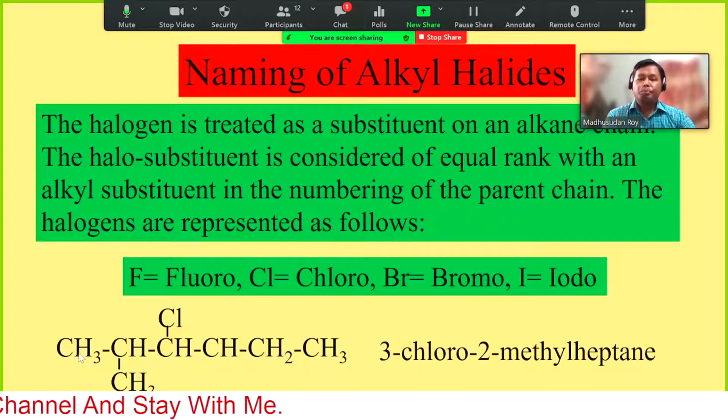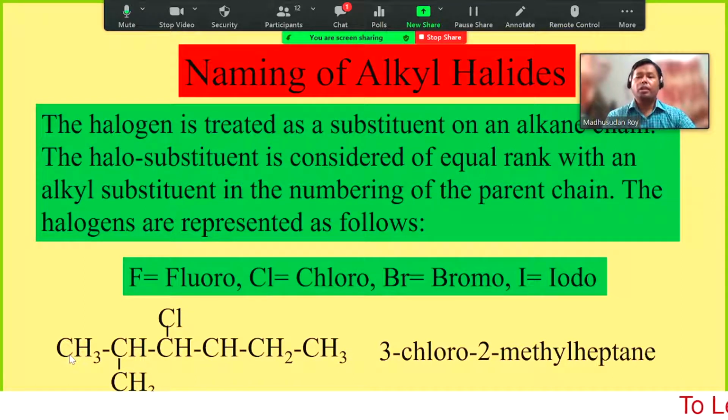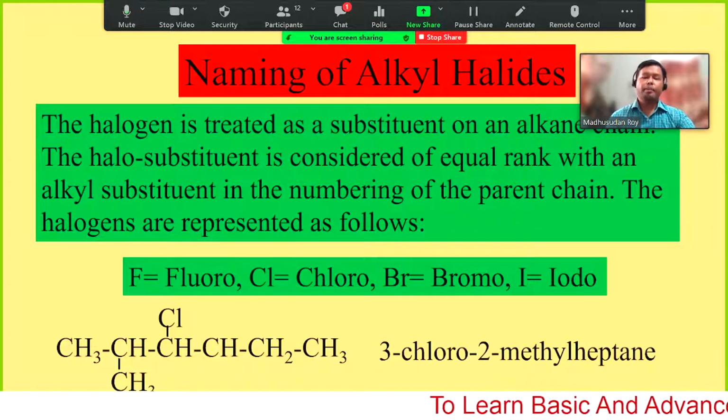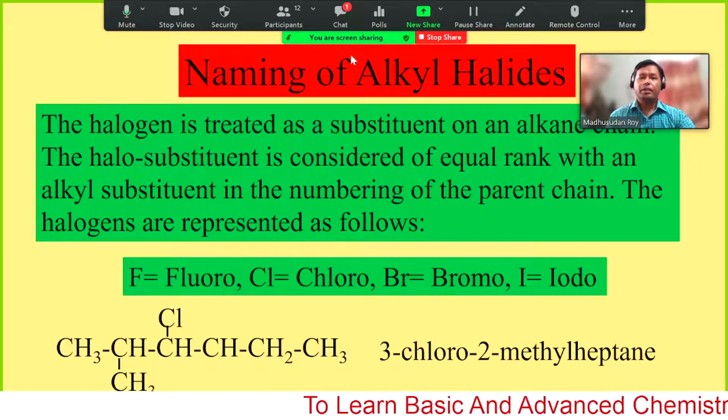Let us see the example. This is an example of an alkyl halide. So first of all, we have to think about the numbering. In the last class I mentioned the numbering.